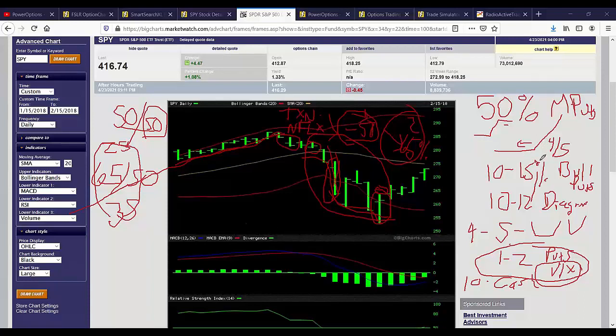This is why bull puts only represent 10 to 15% of my portfolio, because on this day, that only dropped my portfolio down 7.5%. This here only dropped it down, it was 10%, 65, only dropped it down 6.5%. So that was a 14% loss in the portfolio.